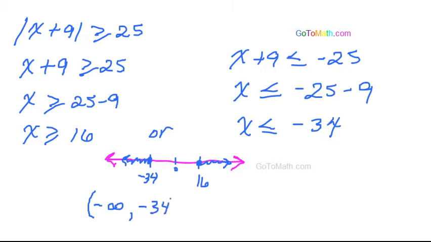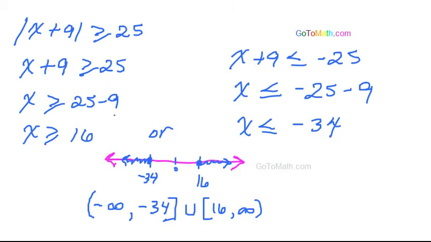Now we're going to include it, so that means a bracket. Okay, that means bracket. Alright, and then union bracket, because we include it, 16 to infinity. Okay. So we can't use things in between, and you can always check this.